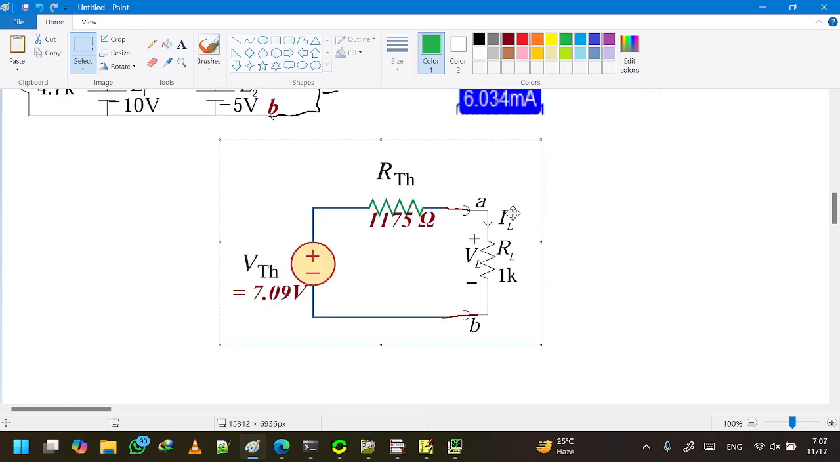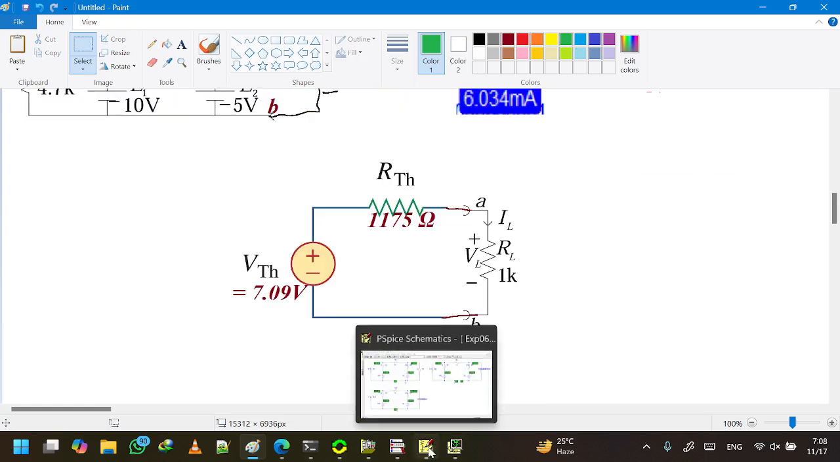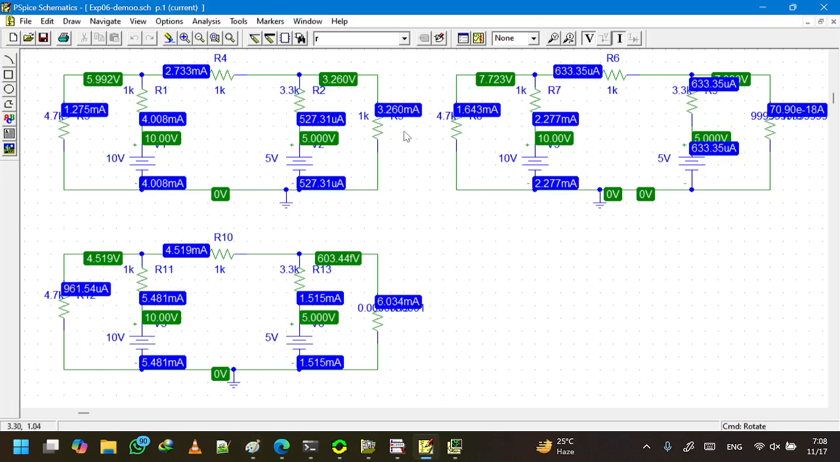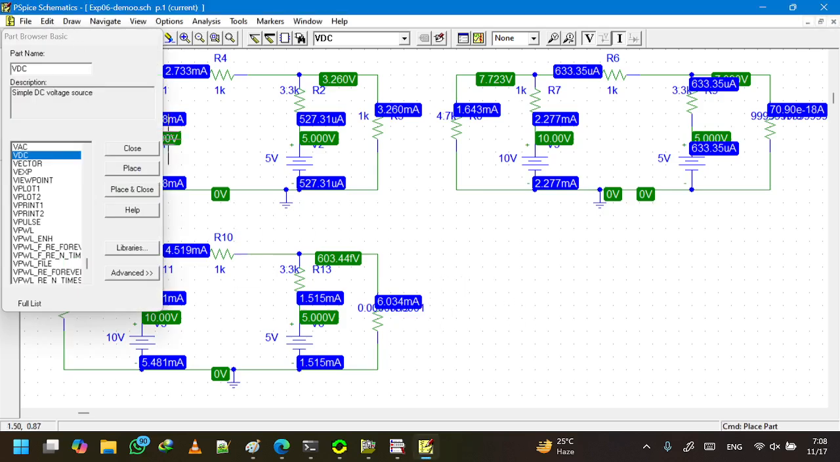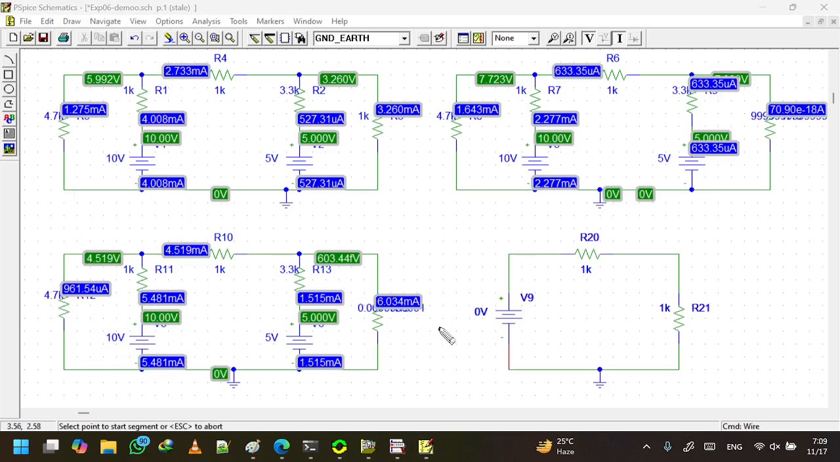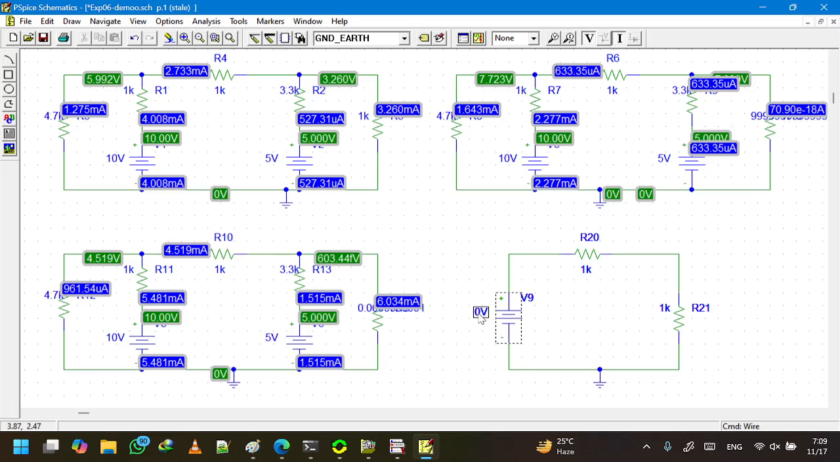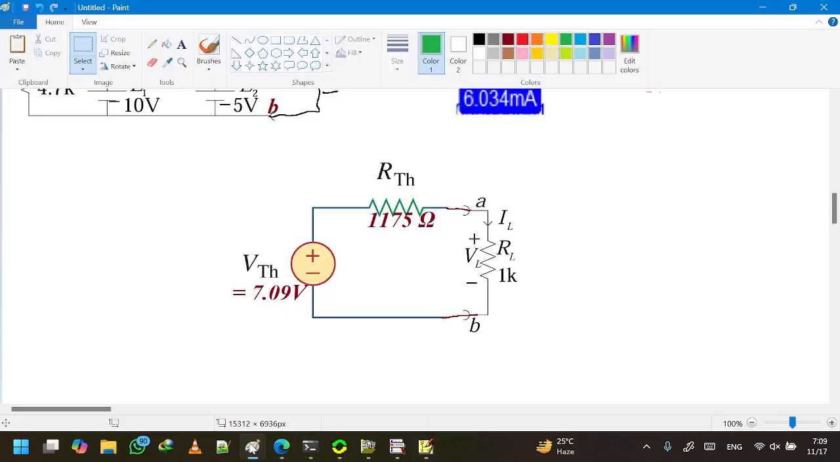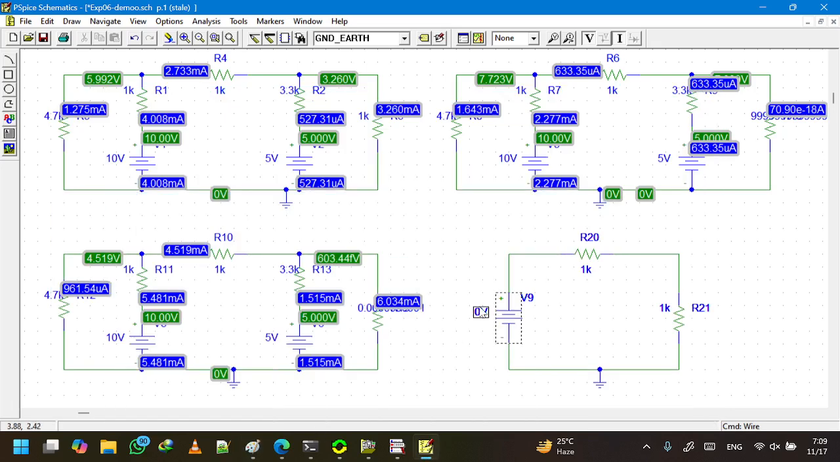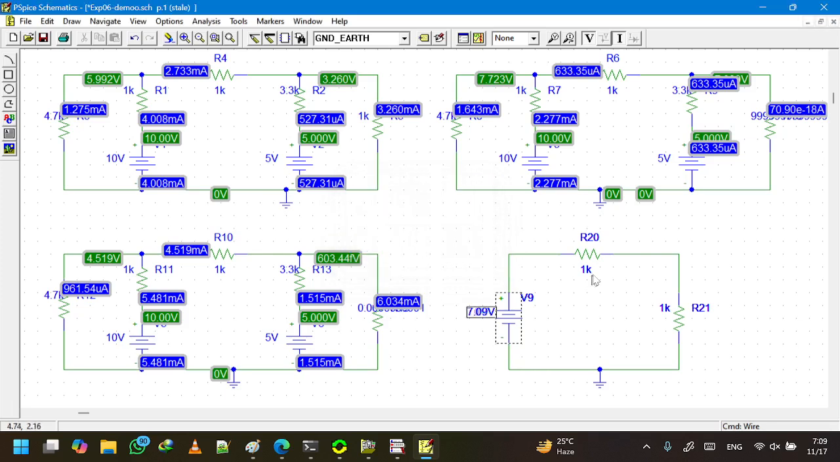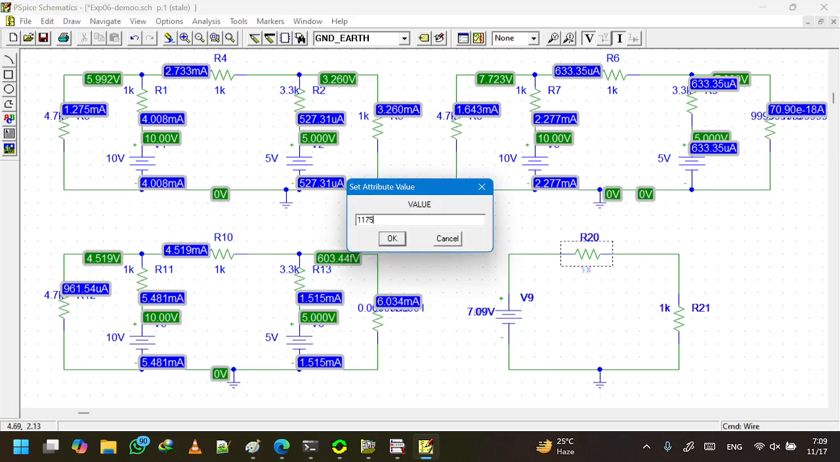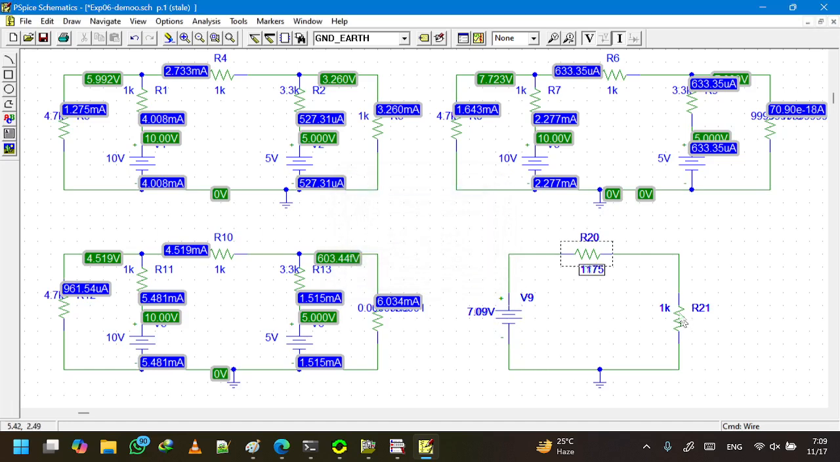Now we have to check if this IL matches our first IL, that is, 3.260 milliampere. So let us do the simulation once again and change the values. The value of this voltage source would be equal to 7.09 volt, so let's change the value to 7.09 and the RTH to 1175. And IL was the same.